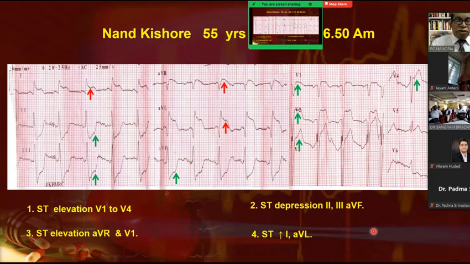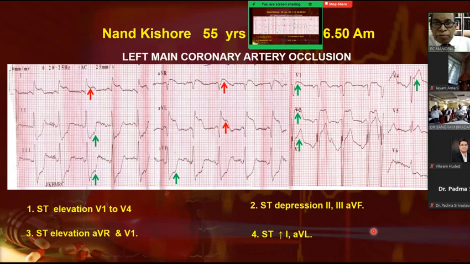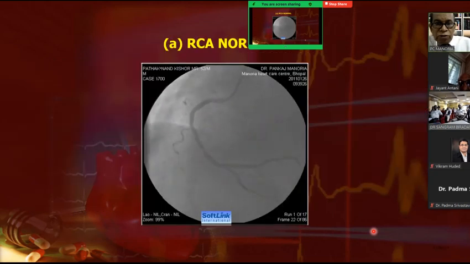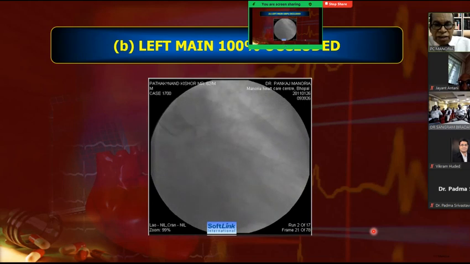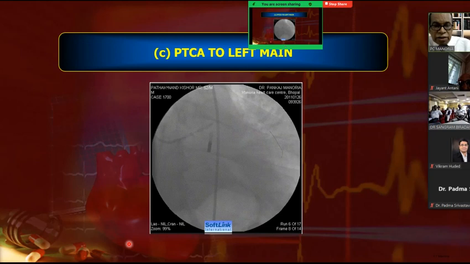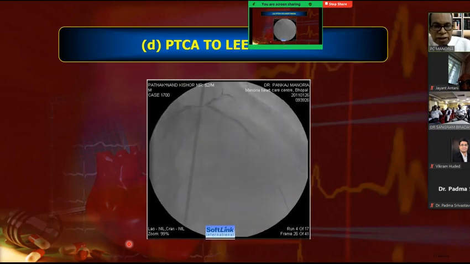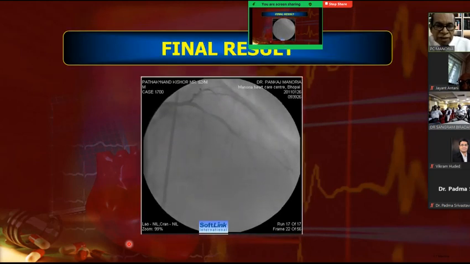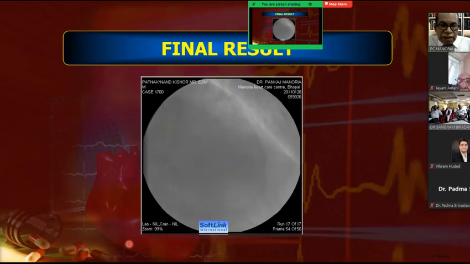So the moment we saw this ECG, we rushed to the hospital. The right coronary artery was normal, and you can see the left main is totally occluded. The artery is opened, and you can see the patient survived and is still surviving. Otherwise, most of these patients would be dead. So you should always suspect a left main lesion also, and I have already told you how you can suspect.